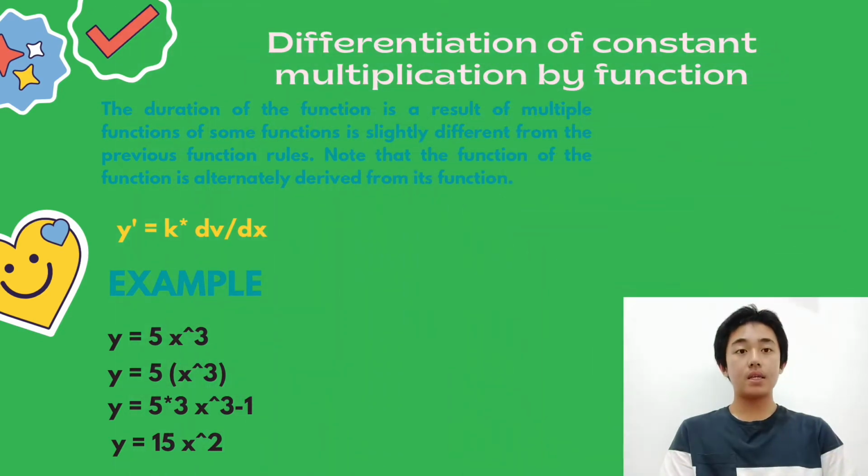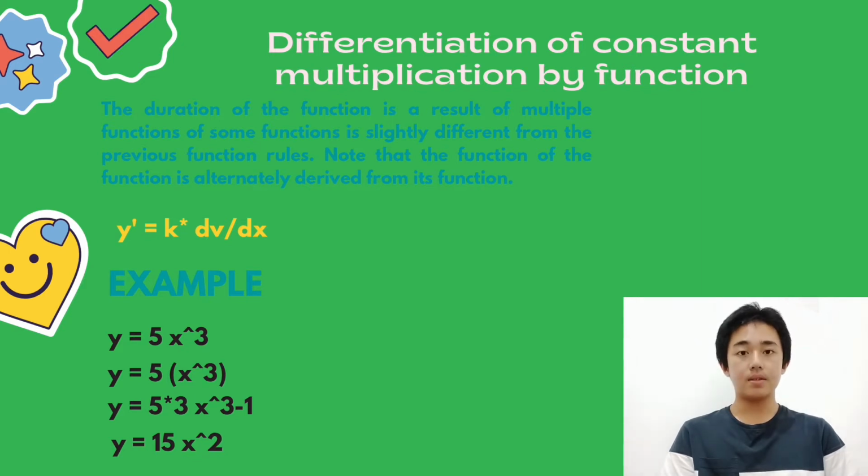Differentiation of constant multiplication by function. As we know, a constant number we symbolize as k, and a function we symbolize as v, or variables with numbers. And the formula for this one is k times the derivative of v with respect to x.